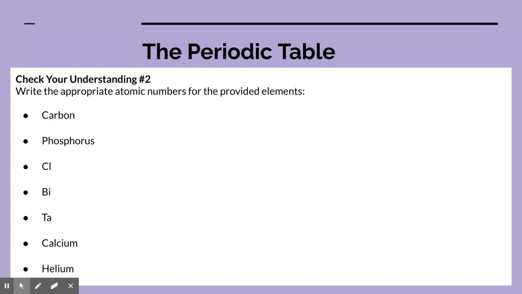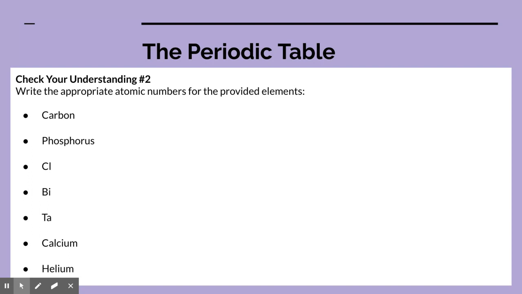So let's do this. Check your understanding number 2. I'll go through this, you pause the video, and then come back and see if what you did on your own was correct. Let's write the appropriate atomic numbers for the provided elements: carbon, phosphorus, chlorine, bismuth, thallium, calcium and helium. Is that thallium? Ta. I'll have to find it here in a bit. So pause the video here. Associate the correct atomic numbers with these elements by using the periodic table I handed out to you the other day.